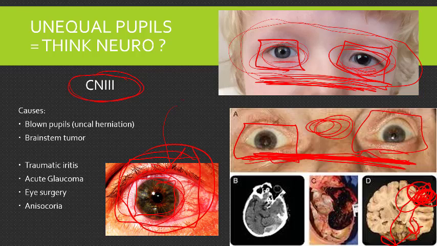Next is something called anisocoria. And anisocoria is what this little kid has. Anisocoria is something that you're born with, and you have unequal pupils because there was a problem at birth with the creation of your cranial nerve 3. So this is a person who lives like this all the time, and you should either ask the parents or you should ask the person, and they should know that they have this problem.